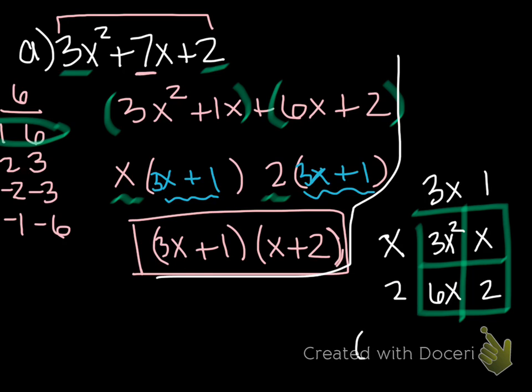And now my answer is just located on the outside. So x plus 2 and a 3x plus 1 is my answer. Notice I wrote them opposite. That's okay. Multiplication is commutative. So let's try letter B.